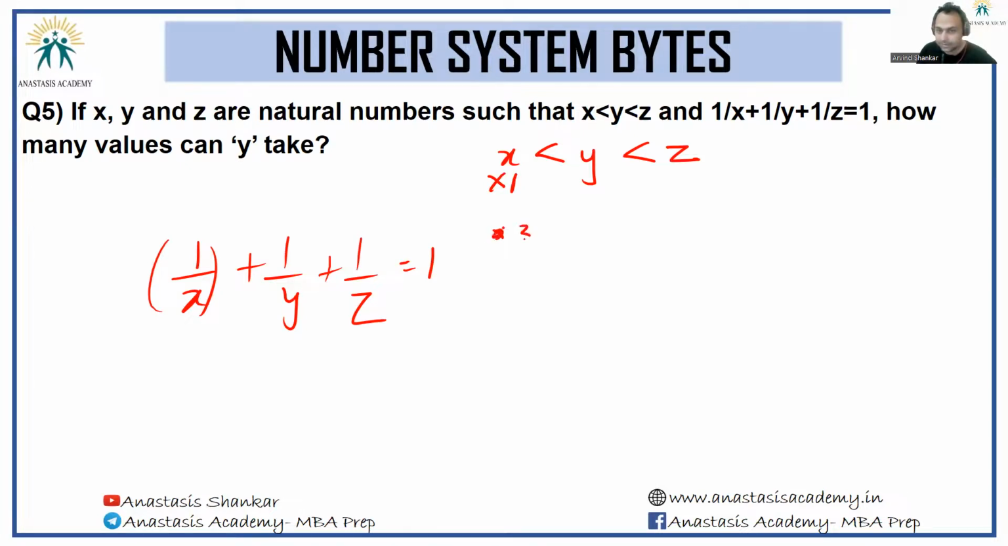Let's say if x was 3. So I would have the largest possible value of 1 by x plus 1 by y plus 1 by z would be 1 by 3 plus 1 by 4 plus 1 by 5. If I add these 3 up, how much do I get? 60. So I get 20 plus 15 plus 12, which is equal to 47 by 60. Even this doesn't reach 1.